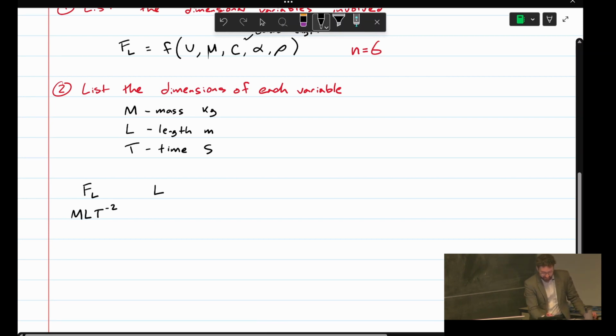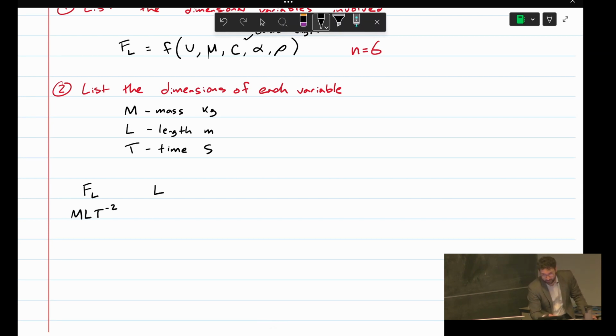L is a length. So what will the dimensions of some length be? Okay, I'll do this one, but you guys are going to have to help me later. L is just L. That L is not the same L. The L is the length variable, but it just has dimensions of length. Okay, so rho, what would the dimensions of rho be?